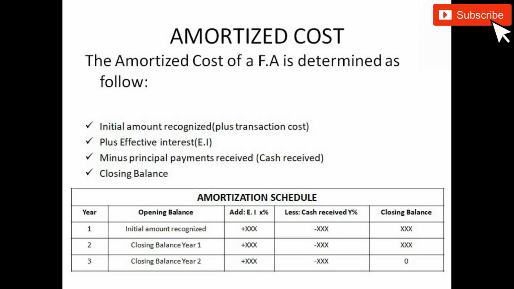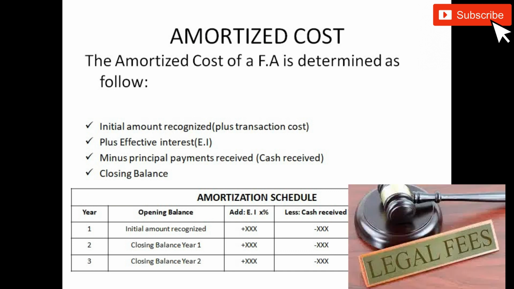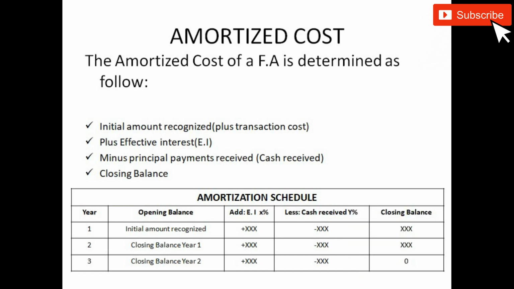When we say to amortize, what do we mean? To amortize means to gradually write off the initial cost of an asset over a particular period of time, or to reduce or pay off a debt with a regular payment. So to amortize, the initial amount recognized by the entity should include the transaction cost plus effective interest rate.